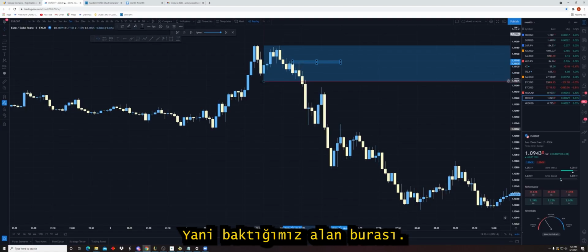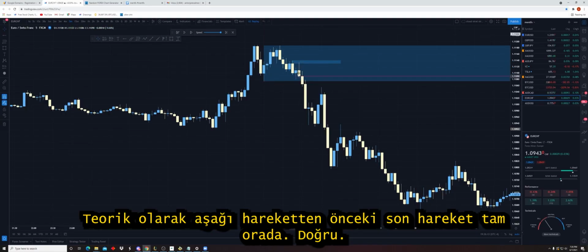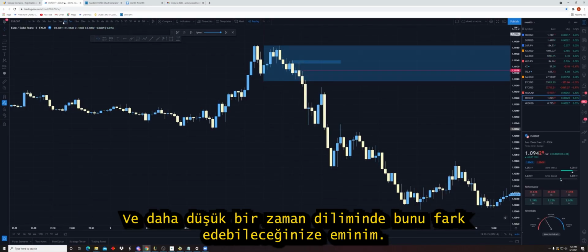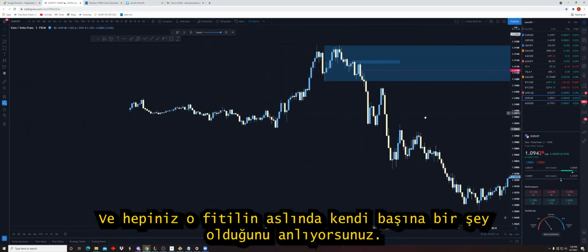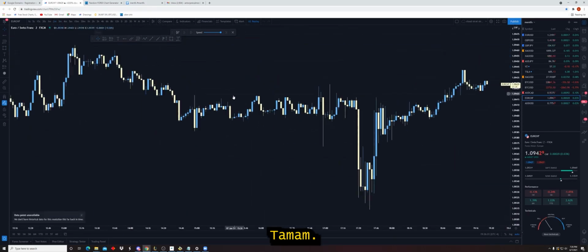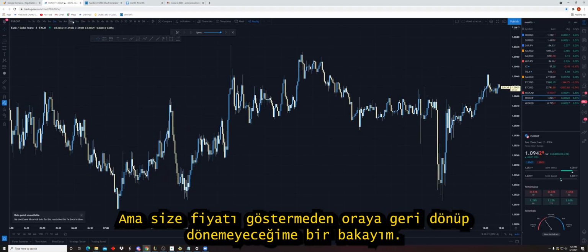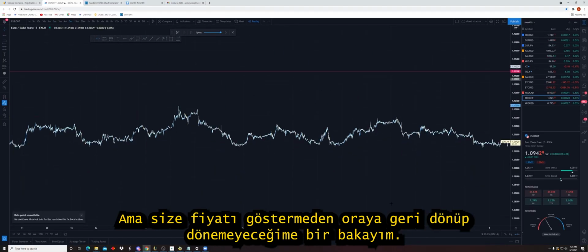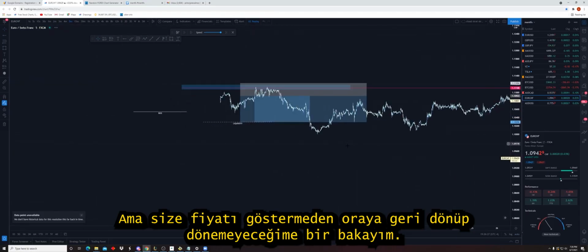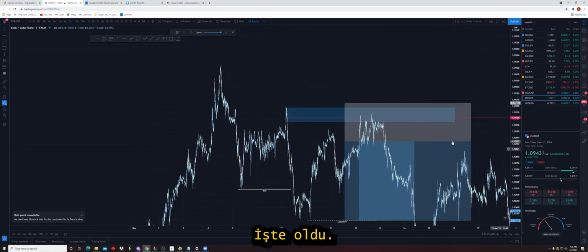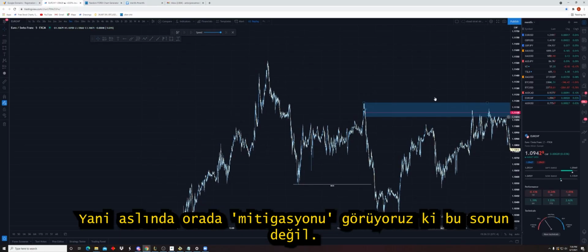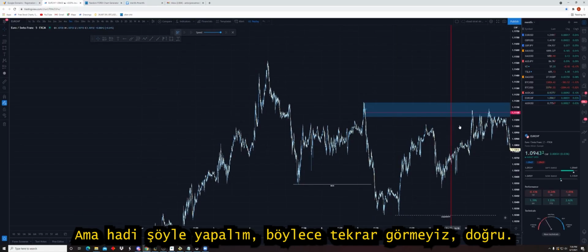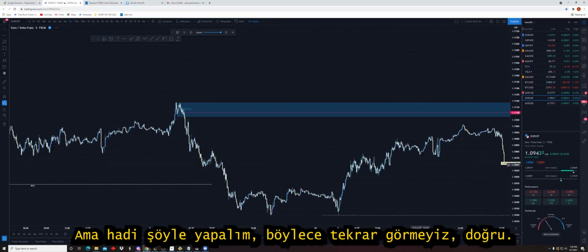So if this is the area we're looking at, theoretically, the last up move before the down move is right there, right? And on a lower time frame, I'm sure you can notice this and you all understand that wick is actually its own. Okay, so we can't actually get that low, sadly, but let's see if I can get back there before showing you price. There we go. Okay, so let's get rid of this. Oh, whoops, sorry. So we actually see the mitigation there, which is okay, but let's go like this so we don't see it again. All right.